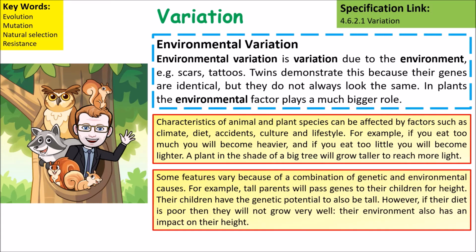Some features vary because they're a combination of both genetic and environmental causes. So, for example, tall parents will pass on their genes for children to be tall. However, if they have a poor diet or if there's something else in play, then they may not reach that height.